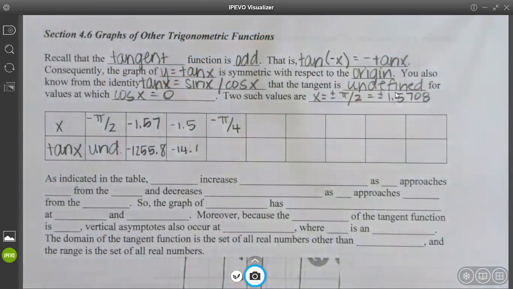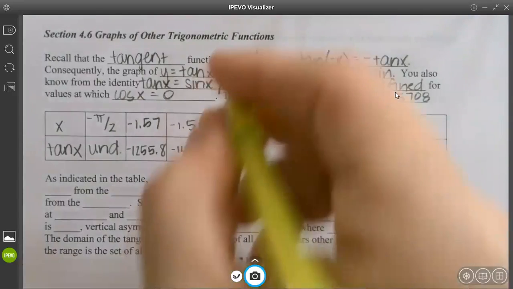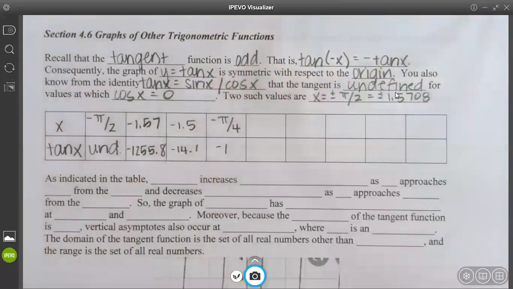On the unit circle, negative pi over 4. What is your coordinate at negative pi over 4? Oh, it'd be the square root of 2. Okay, so pi over 4 was square root of 2 over 2, right? What's square root of 2 over 2 divided by square root of 2 over 2? 1. So this is where this number is coming from. It'll be a negative 1.